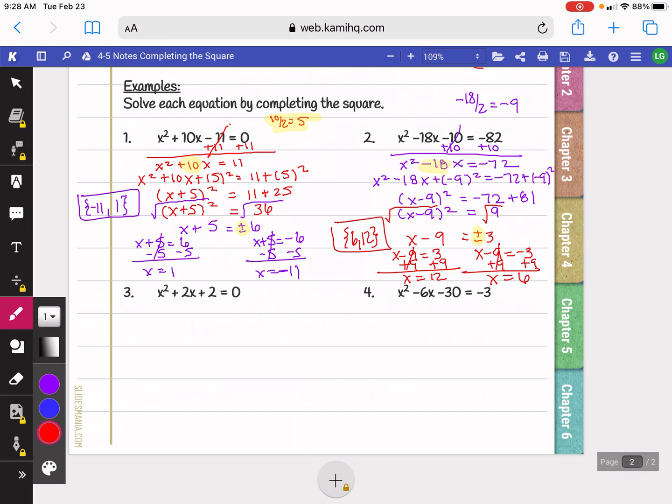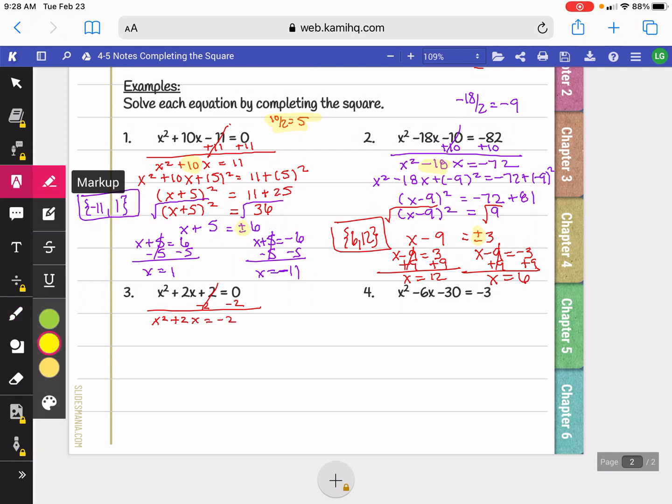Let's go ahead and try one more of these. On this next one, though, we're going to get different types of solutions. Now that we've learned about the complex numbers, we should know what happens when we have negative roots. So I'm going to start the same. I'm going to get rid of my constant, the plus 2, by doing minus 2 to both sides. So I get x squared plus 2x equals negative 2.